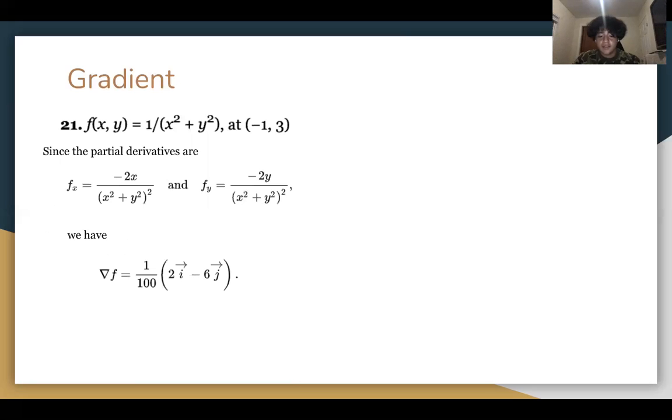Like the last example, you can see that you need to start with the partial derivatives, then add the new 2 partials together and solve for the points -1, 3, and the gradient of f, which would be 1 over 100 (2i minus 6j).